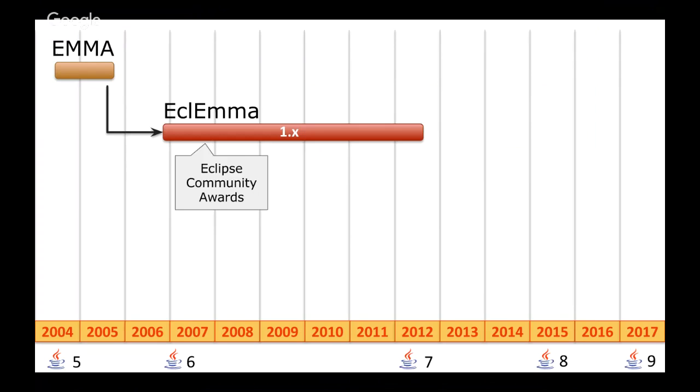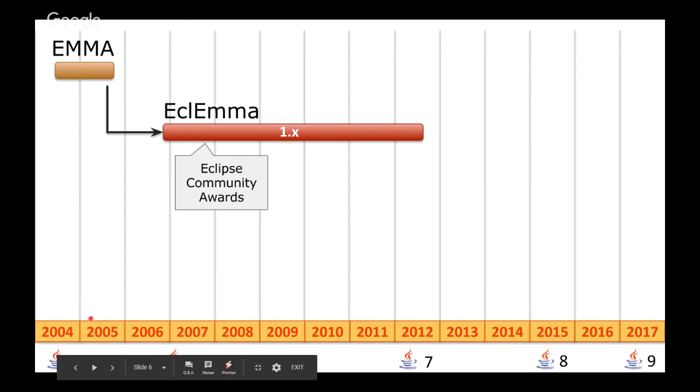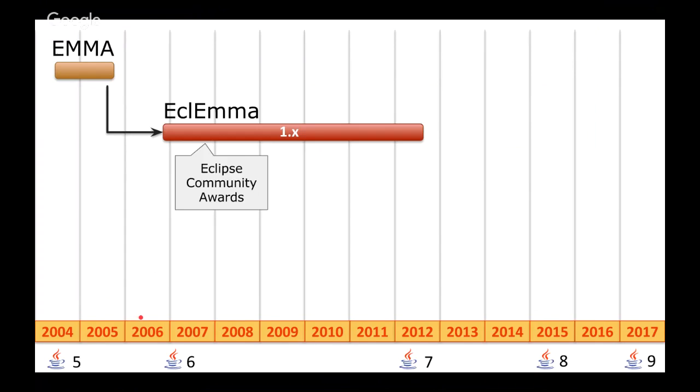But there was a problem, as you can see here on the timeline. We have a long timeline down here from 2004 to 2017 with a bunch of Java versions like Java 5, Java 6, 7, and now 8, and now Java 9. For this great Emma library, there was only a single release in 2005, and afterwards the project simply disappeared. So there was no maintenance anymore.